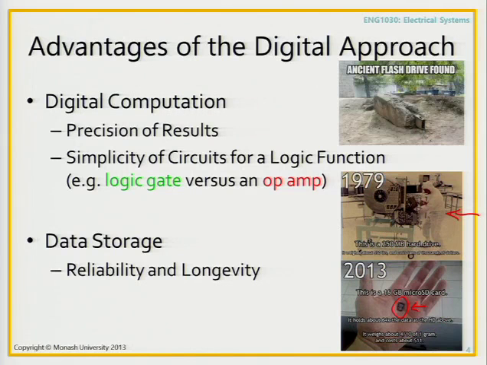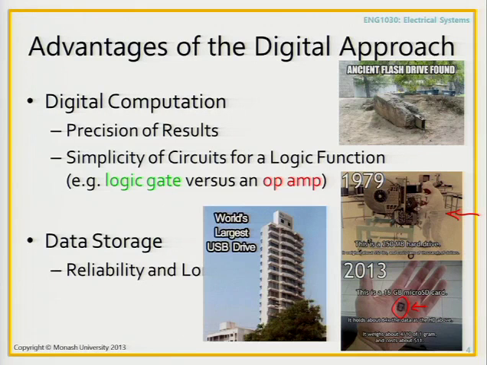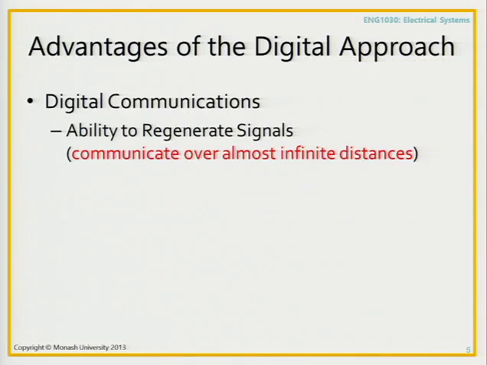Here's an ancient flash drive. It's not really an ancient flash drive. It's just a piece of concrete with something sticking out of it. It looks like a flash drive. But even better, here's the world's largest USB flash drive. It's not really the world's largest. It's a building with something sticking out the top that makes it look like a flash drive. Anyway, digital communications is the other major advantage of digital signals.